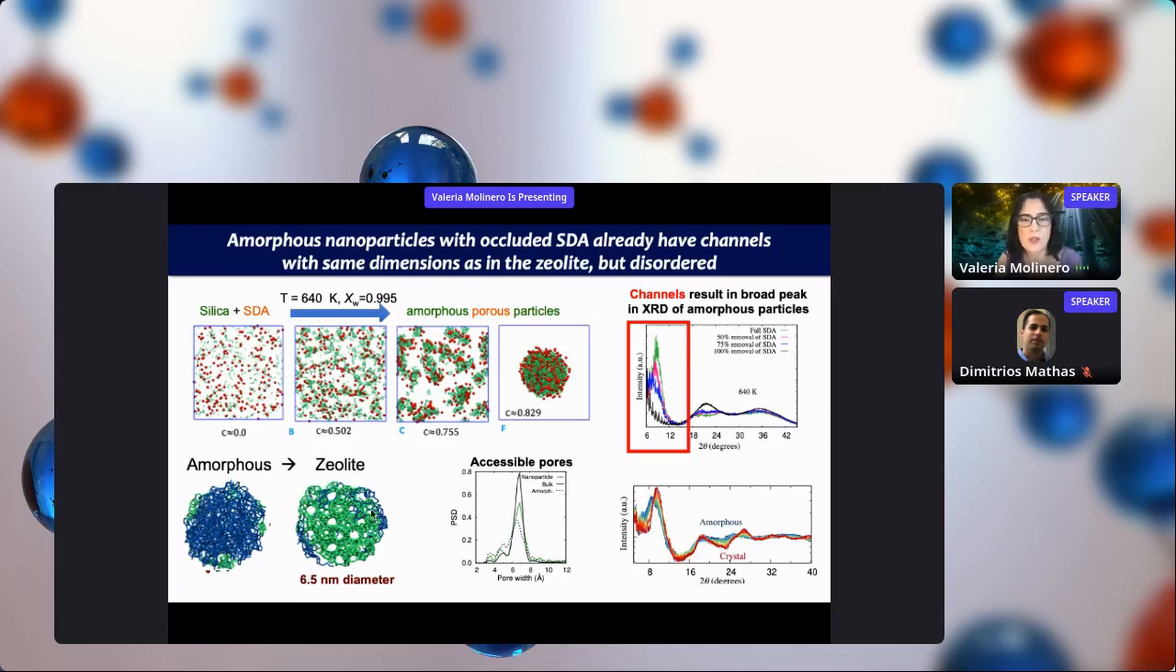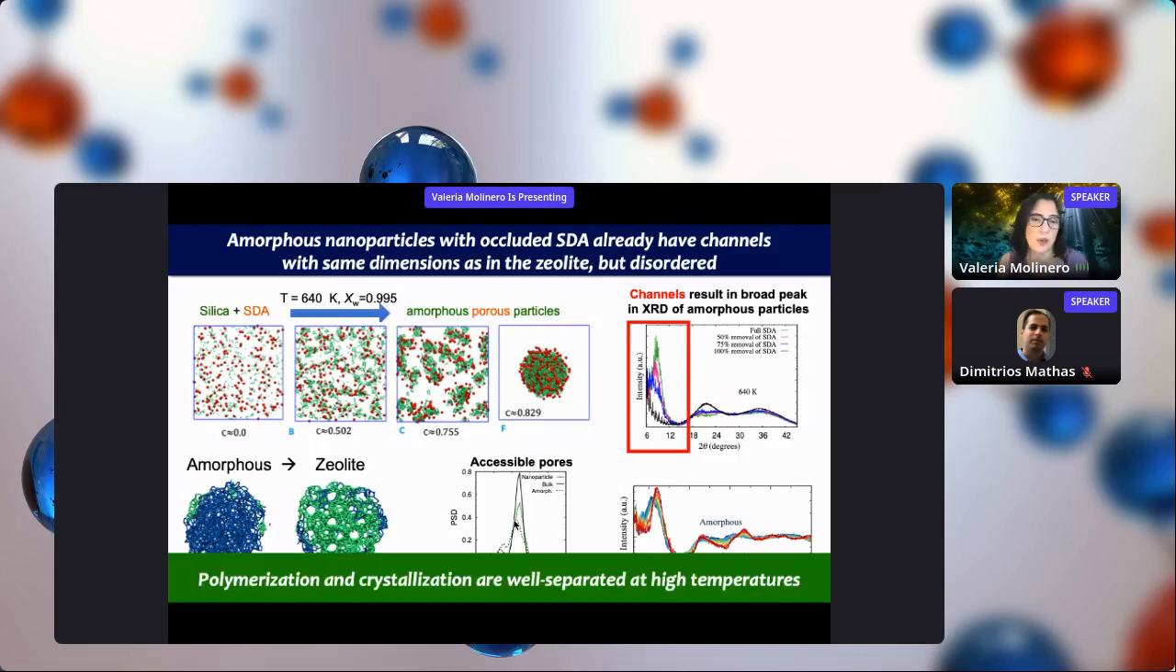Now, the pores in the amorphous and the zeolites are also quite similar, and this is consistent with what people saw in the experiments in the stages before and after crystallization. But we can say now why there are these pores. Importantly, at the conditions of synthesis that I'm showing here, which are quite high temperature, the crystallization and polymerization are well-separated paths. So first it polymerizes, second it crystallizes.